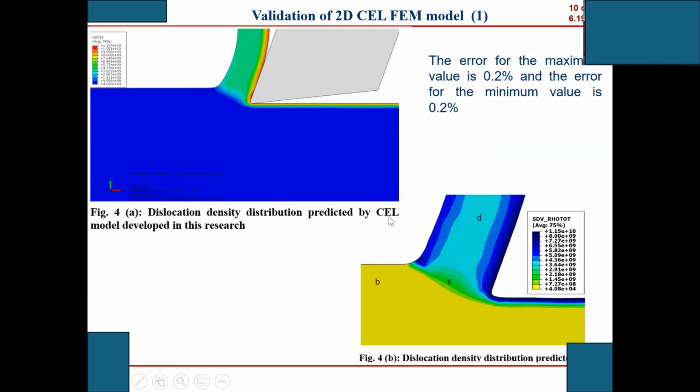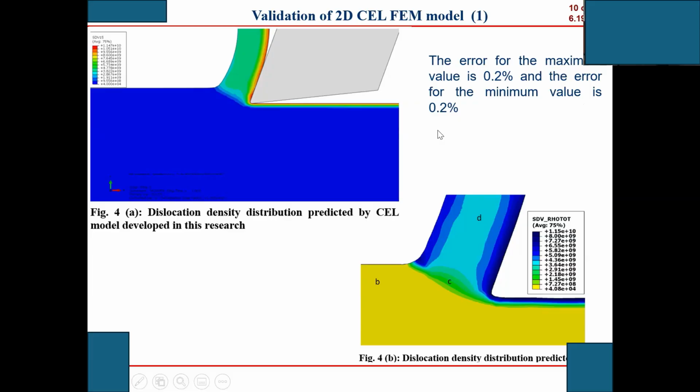So here is the CEL model developed in this research. This is what we have here. This one is the dislocation density distribution predicted by reference number 1. And we compare: the error for the maximum value is 0.2%, and the error for the minimum value is 0.2%.